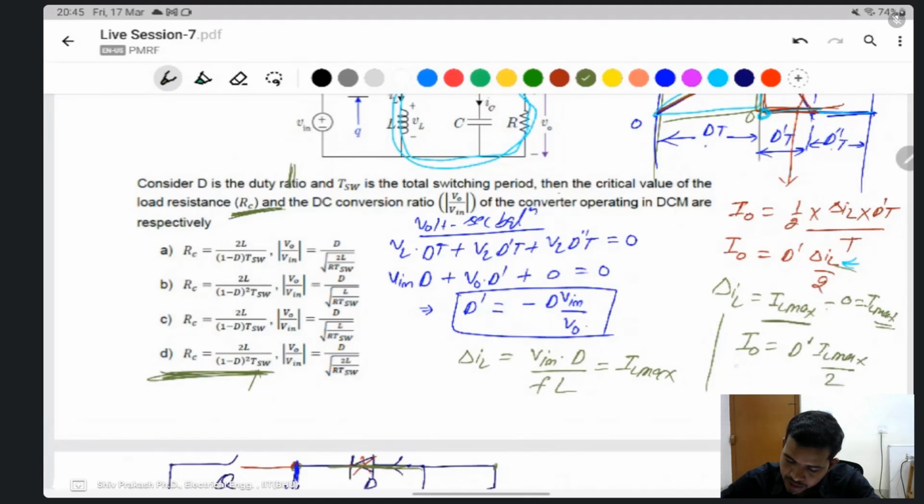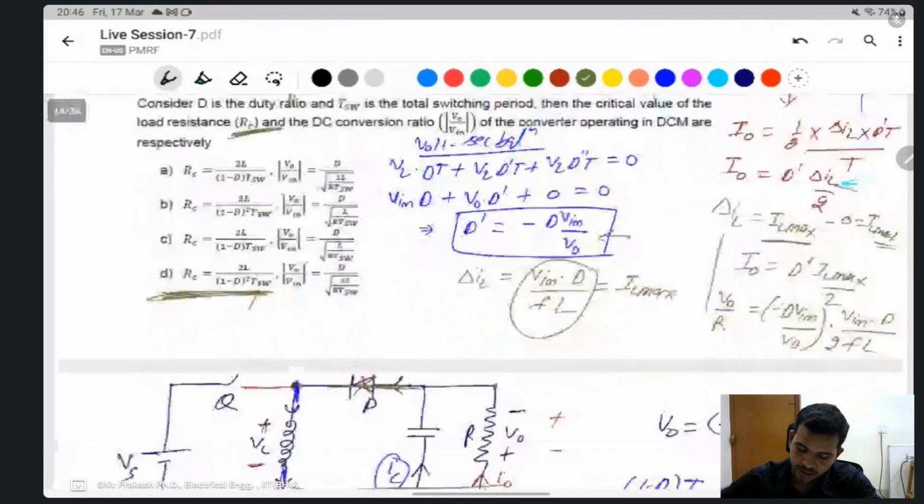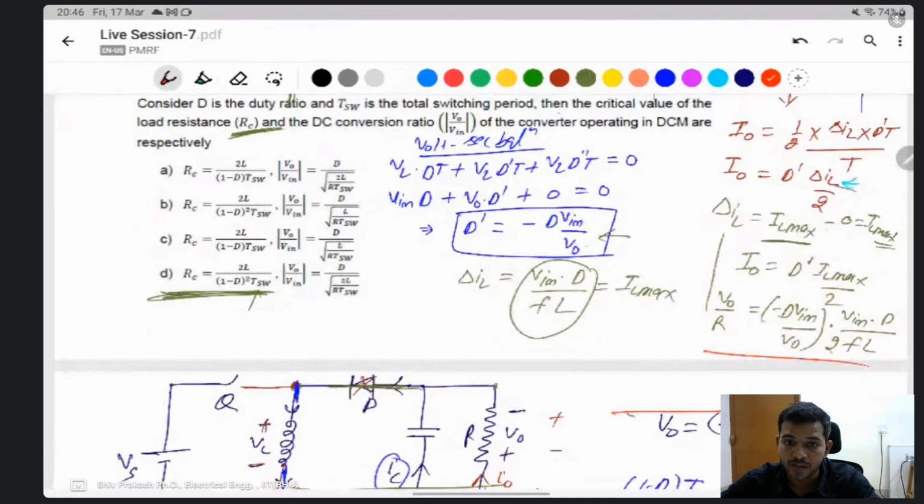You can take V naught as the output voltage, output by R, and D dash is put from here: 1 minus D, V in divided by V output, into IL maximum. IL maximum can be put from here: V in into D divided by 2FL. Do all of you understand this one? What we are trying to do is find V output by V in.